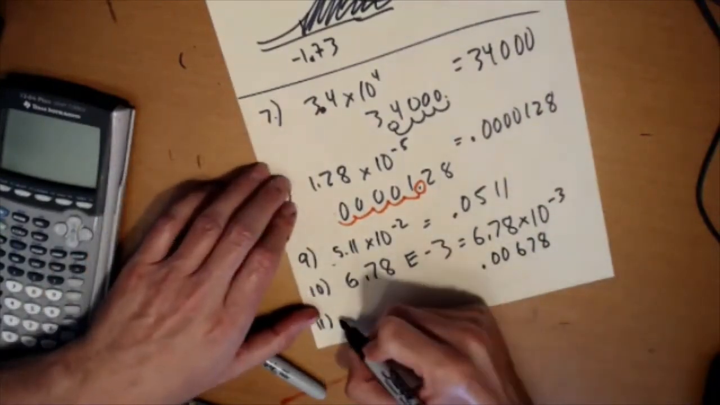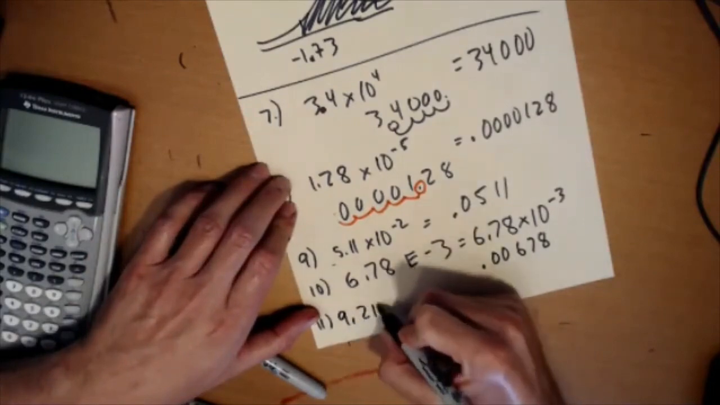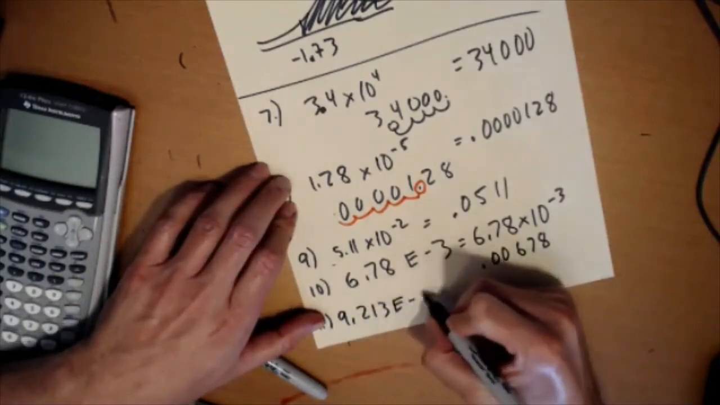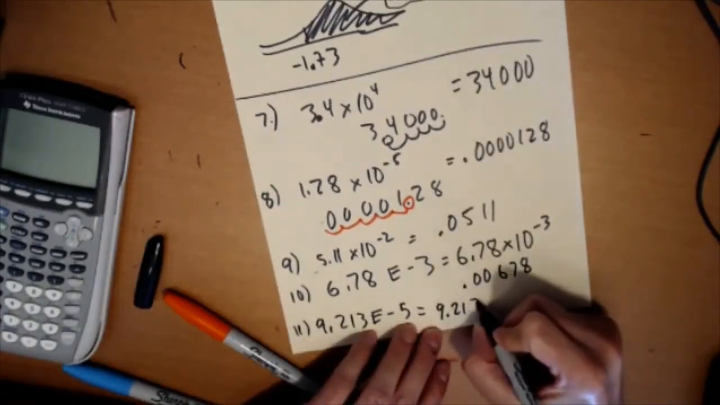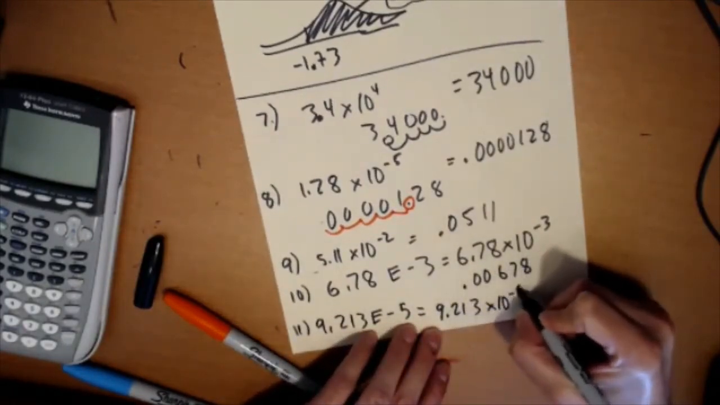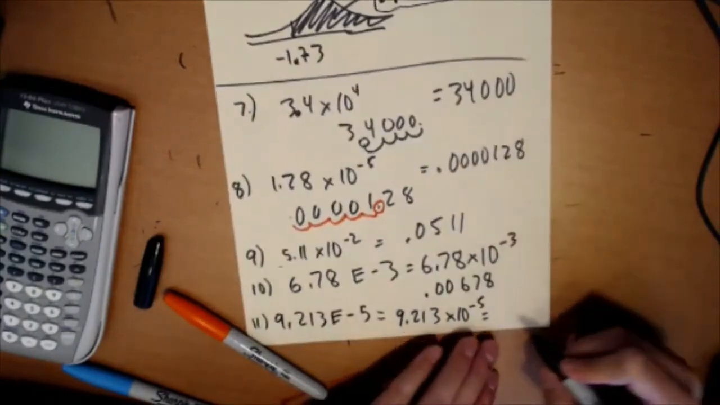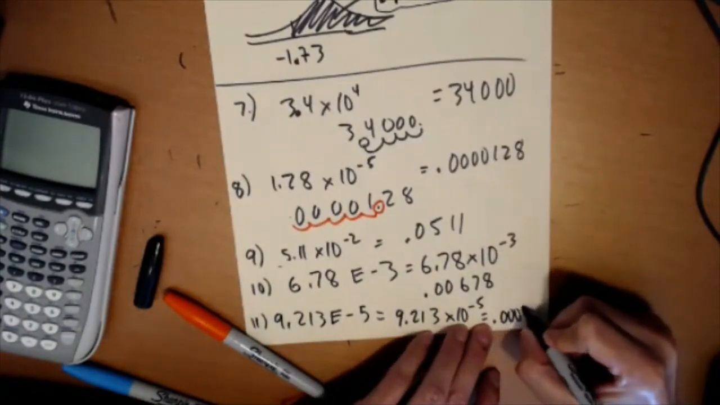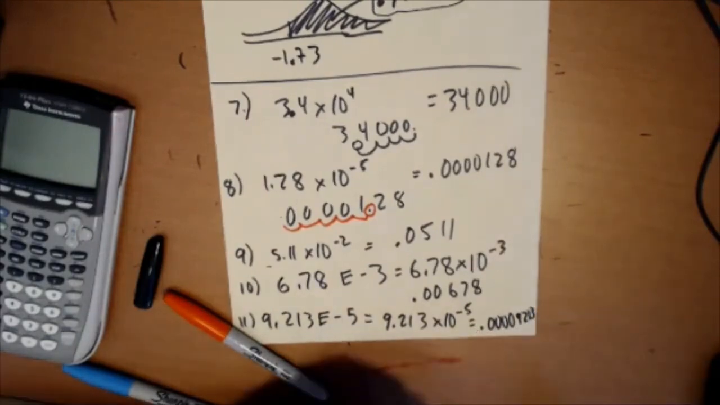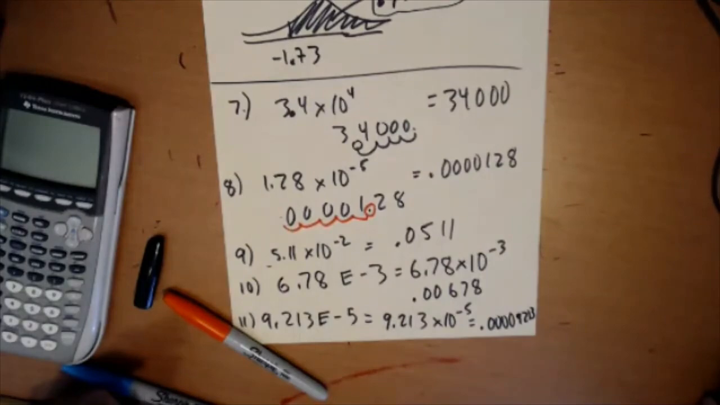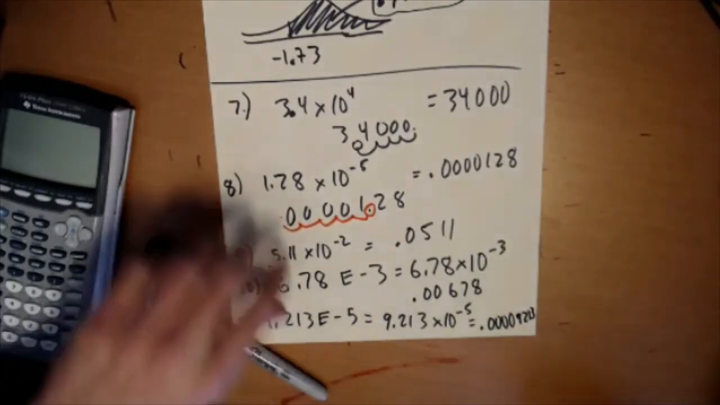11 is 9.213 e -5, which is just their way of saying 9.213 times 10 to the -5th, which is just 0.00009213. Oh my, can we even see that?